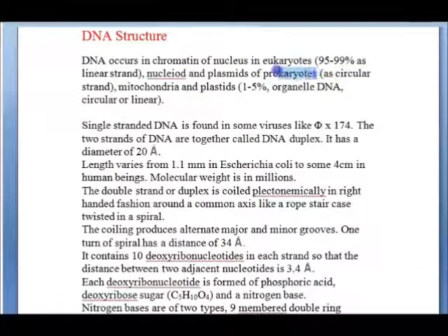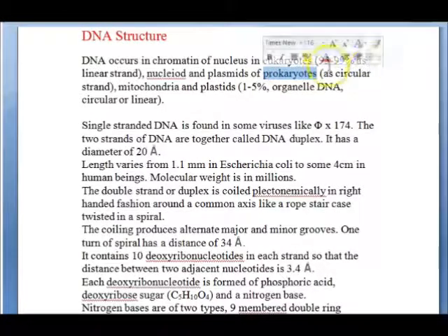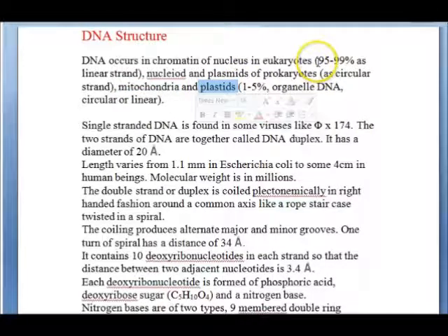Prokaryotes means the cells which are without a nucleus, and they have DNA in a circular form, as a circular strand. Then DNA is also present in the mitochondria of eukaryote cells and also the plastids of the eukaryote cells. So 95 to 99% of DNA is linear, as in eukaryotes in the nucleus, and then 1 to 5% of DNA we also find in mitochondria and plastids.